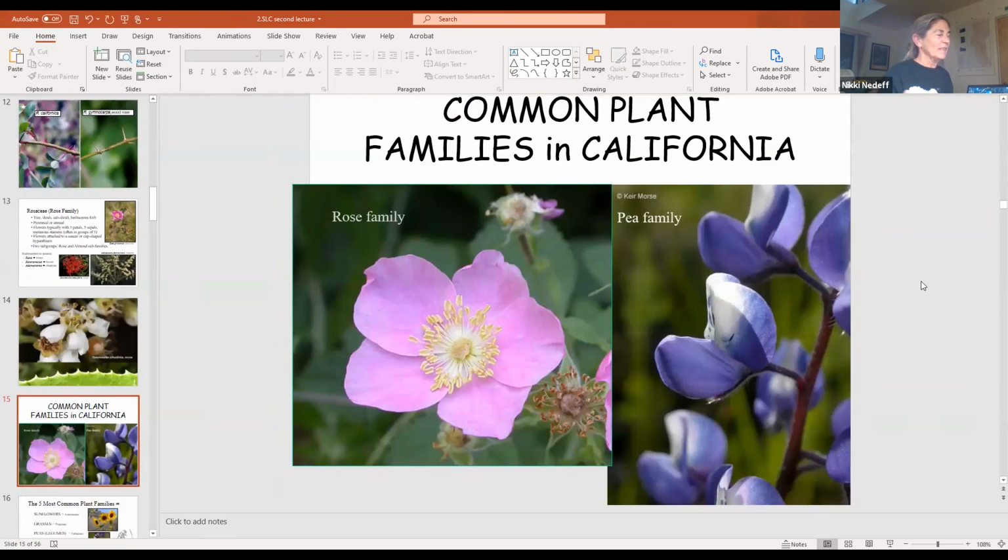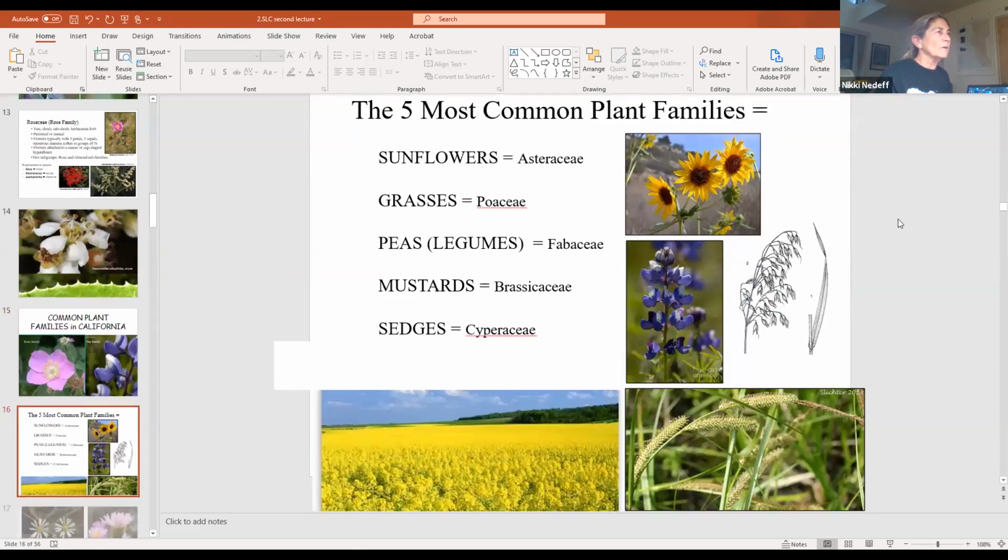There we go. So we're going to talk about plant families. Talking about roses, we'll talk a little bit about peas, all the families in California, and there are many of them. There's tens and tens and tens of different kinds of plant families. But the common ones that you guys are going to see and enjoy most of all on the preserve are grouped into some that are very familiar to us.